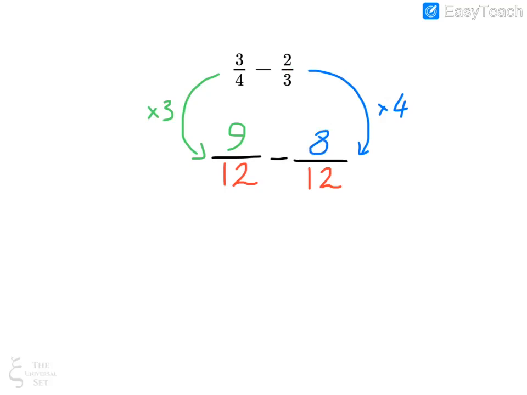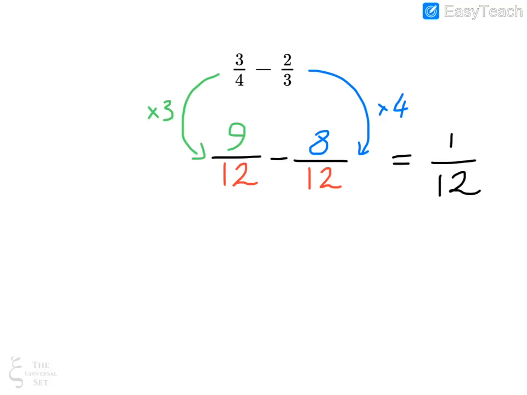And now this is a question that I can answer because we've got the same denominator. 9/12 take away 8/12 is going to leave me with 1/12. So that's going to be my answer. I had to first of all make sure they've got the same denominator. To do that, I multiplied this fraction by 3, I multiplied this fraction by 4 on the top and bottom, and that gave me 1/12.